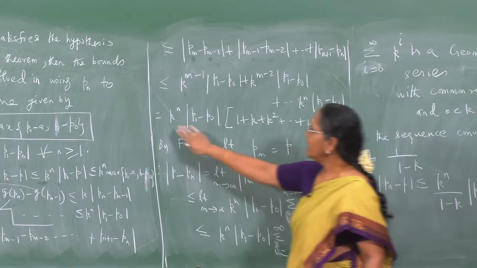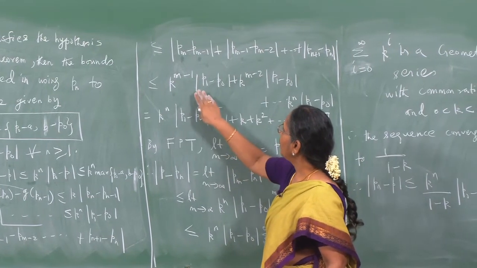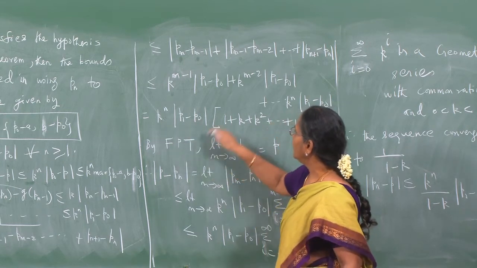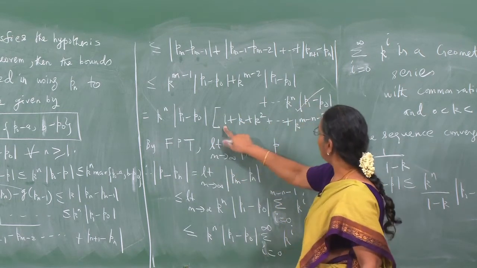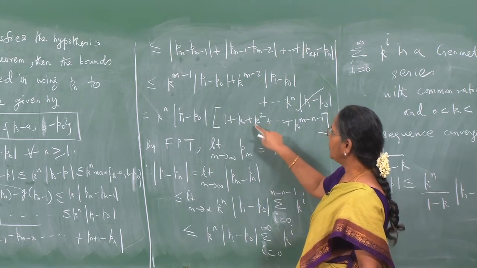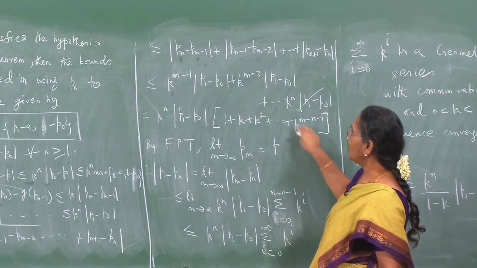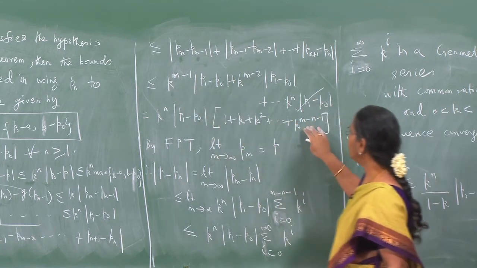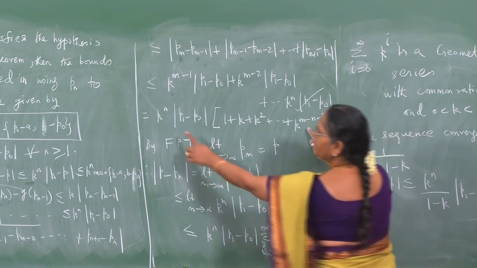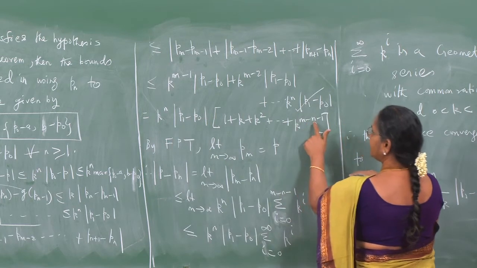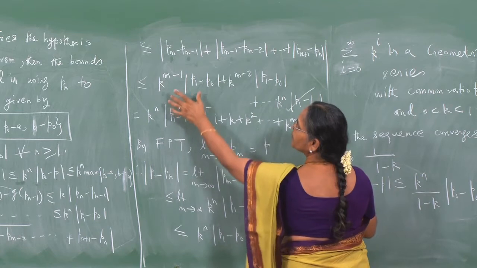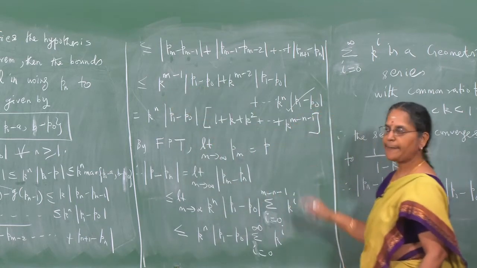So, we have k^n times |p1 − p0|. If I remove this as a common factor, then I have 1 from this. The previous term will give me k, the last but 2 term will give me k squared, and so on, and this term will give me k^(m−n−1). You just see k^n times k^(m−n−1) will be k^(m−1) times |p1 − p0|, which appears here.